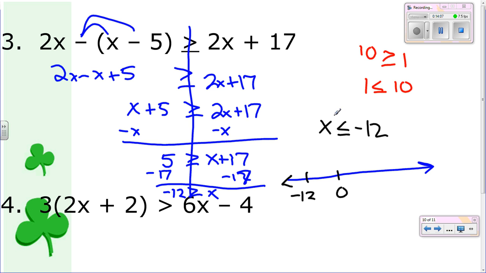But just as a whole, we like to see it in this form because you know which direction the arrow points now. It's a closed circle, and then it's everything less than.